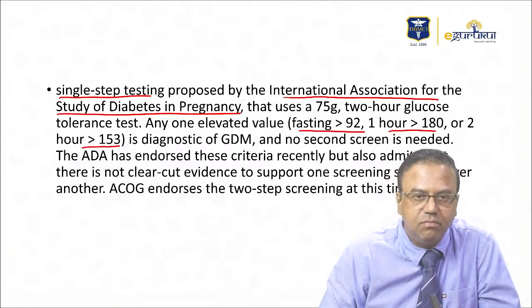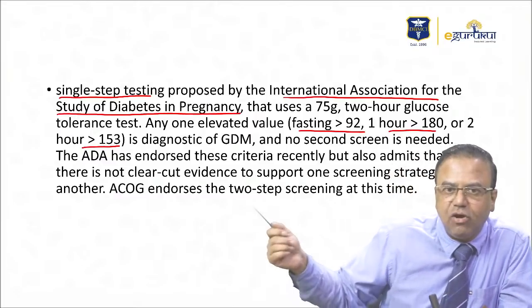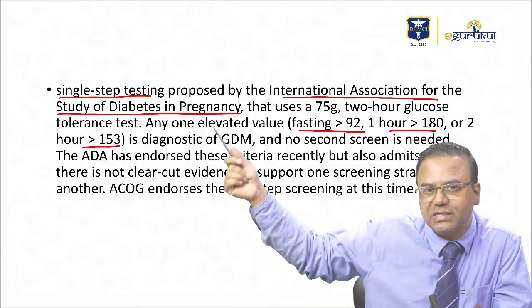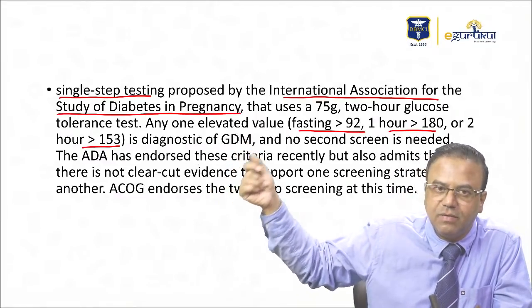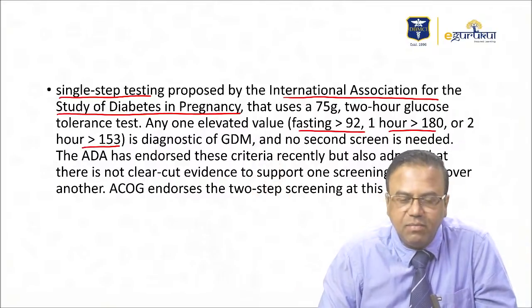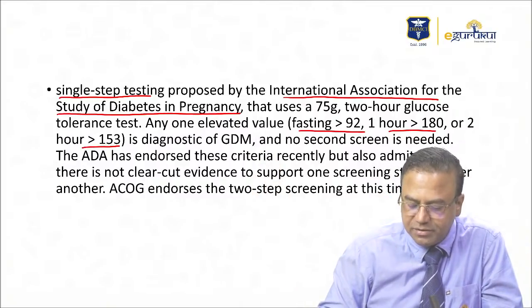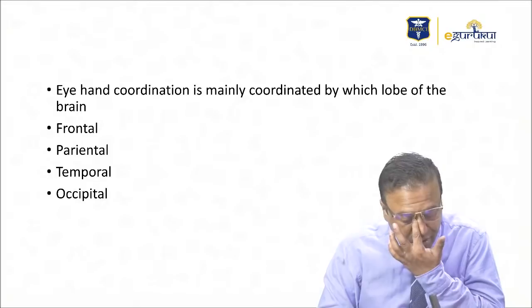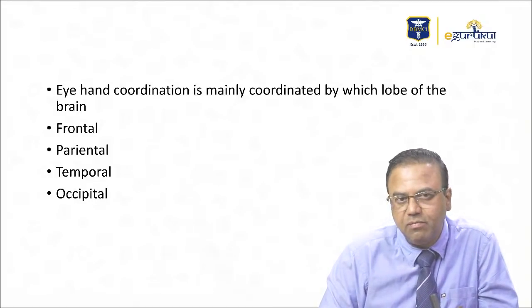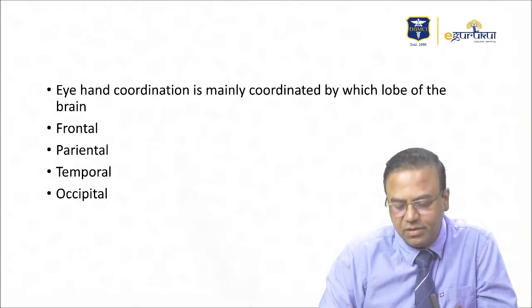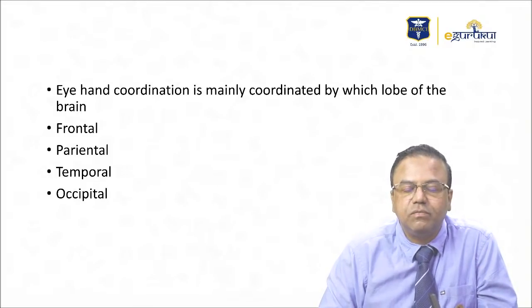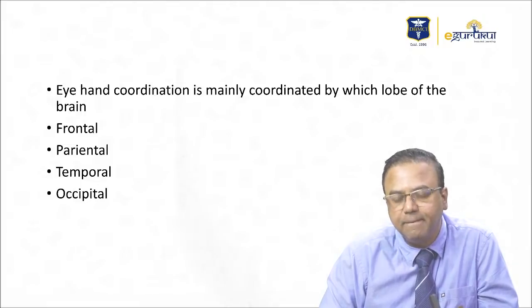Unfortunately, the ADA is endorsing these guidelines. That means the American Diabetes Association is accepting them, and that's the reason I think they might have asked. But still, they are numbers, and unfortunately we are still getting numbers. In an era where we are all carrying Android phones and iPhones, numerical questions should not have been asked. But anyway, that's the unfortunate truth of the exams in India.